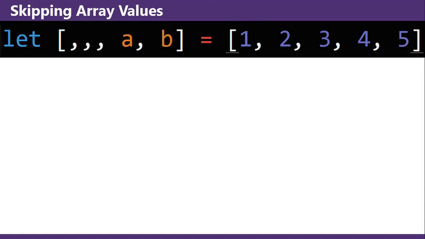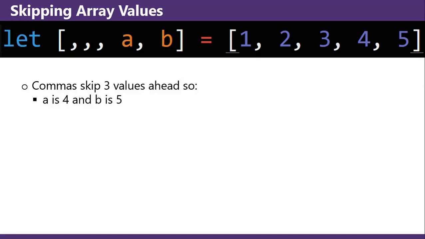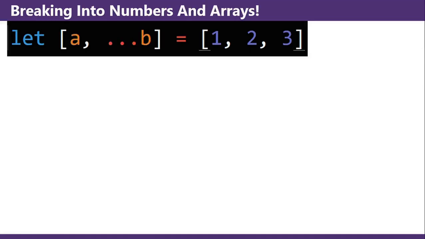Skipping array values. let [, , , a, b] = [1, 2, 3, 4, 5]. Commas skip 3 values ahead, so a is 4 and b is 5. Breaking into numbers and arrays: a is 1 and b is the array [2, 3].